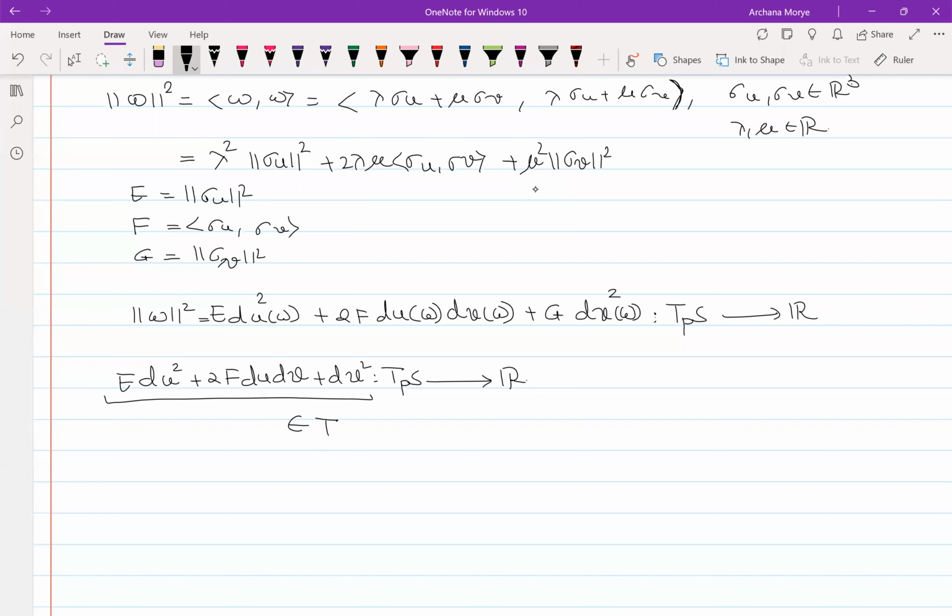As I said, any function which is, so what is this? This is an element of TP of S star, right? So it is inside the dual space. Anything which goes inside the dual space, we call it a form. And this is a very specific form. So this form, we will call the first fundamental form. So let me write it as a definition.